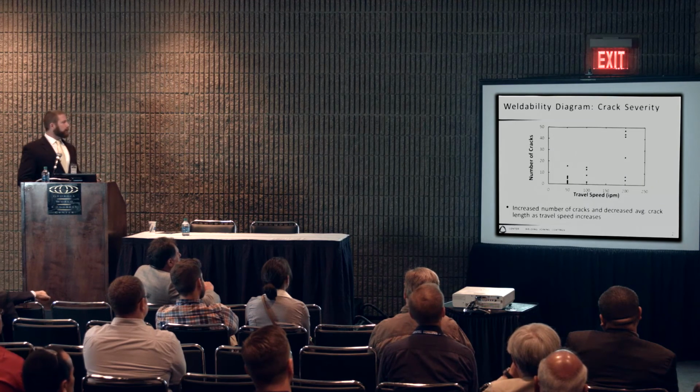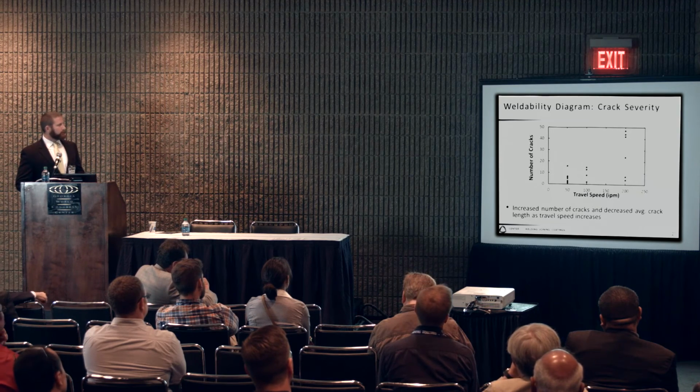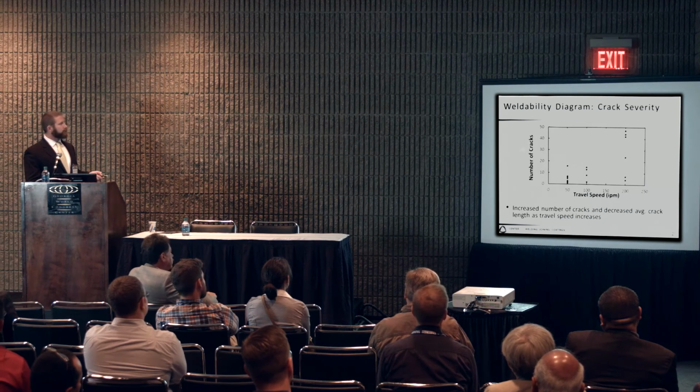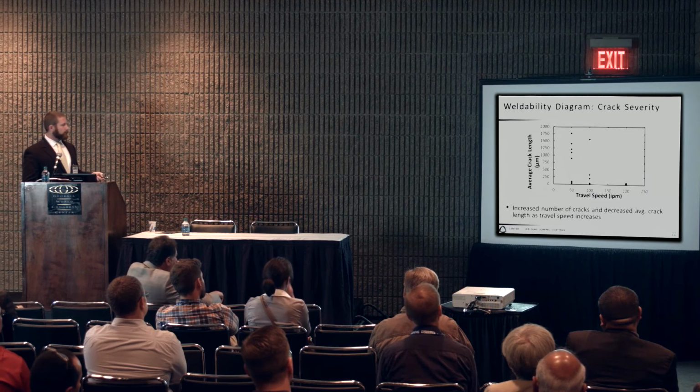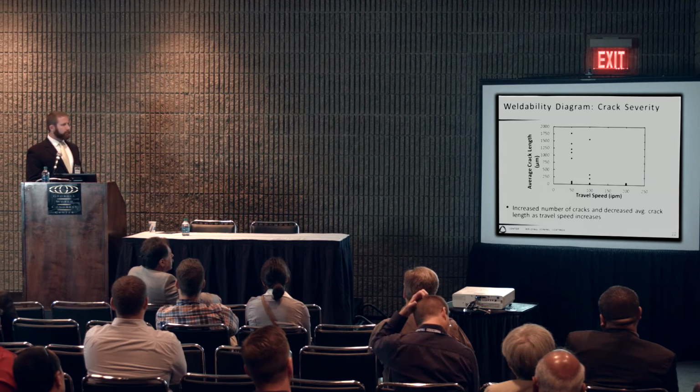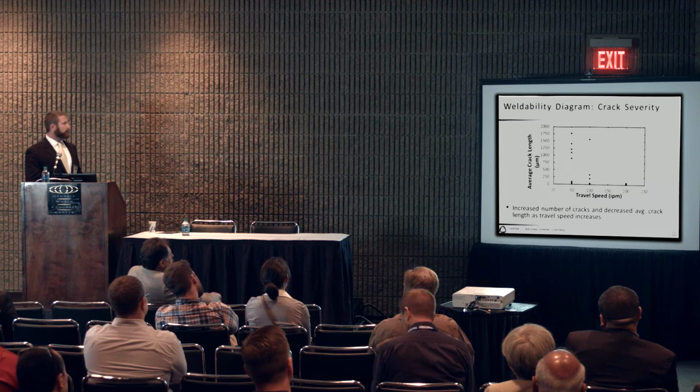So looking at number of cracks versus travel speed, we see an increasing number of cracks as we increase travel speed, particularly at 200 inches per minute. However, the total crack length didn't really change, and the reason for that is as our number of cracks increased, our average crack length significantly decreased at the higher travel speeds. We shifted away from the large centerline cracks to larger numbers of small non-centerline cracks.